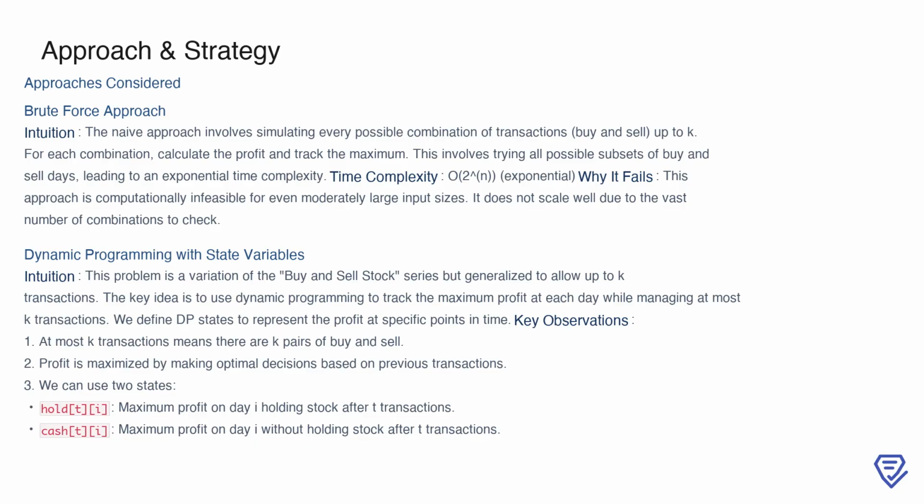On the other hand, we have a more structured and efficient approach using dynamic programming with state variables. This builds on the intuition developed in the Buy and Sell Stock series, but generalizes it to allow up to k transactions. The key idea here is to define states that represent the maximum profit at each day while managing up to k transactions. Specifically, we use 2 key states: hold, which tracks the maximum profit on a day when holding stock after t transactions, and cash, which tracks the maximum profit on a day without holding stock after t transactions. These states allow us to make optimal decisions based on previous transactions and ensure we maximize profit efficiently.